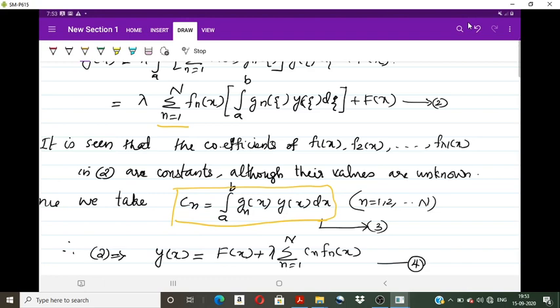If these constants are known, then equation 2 becomes y of x is equal to f of x plus lambda into summation n varies from 1 to N of cn into fn of x. Equation number 4 will constitute the solution of the Fredholm integral equation whenever these cn's are determined. So if we know the cn's, then by equation number 4 we have the solution of the Fredholm integral equation in the form of equation number 1. So the solution of the Fredholm integral equation with a separable kernel will be in this form: y of x is equal to f of x plus lambda summation n equal to 1 to N.